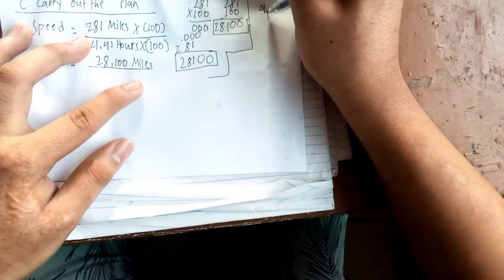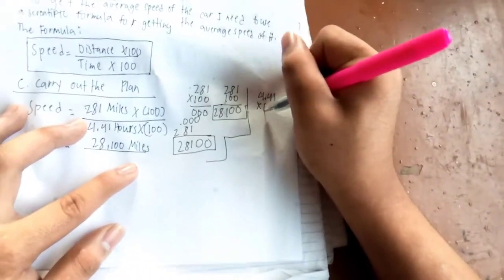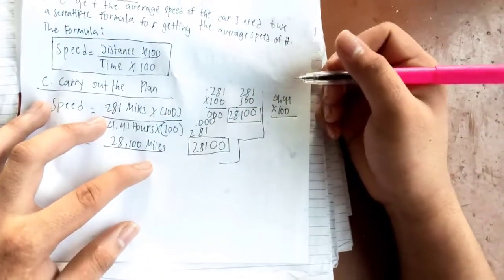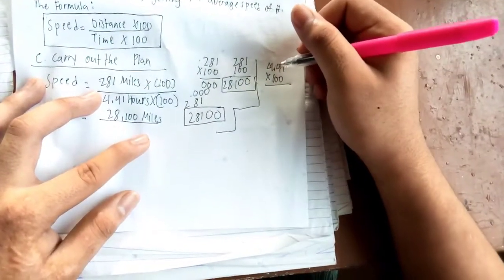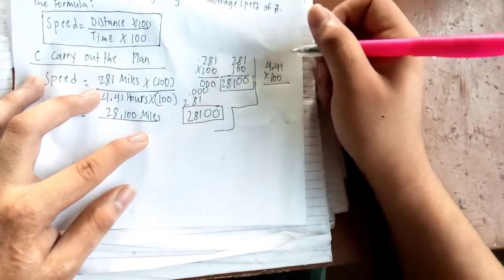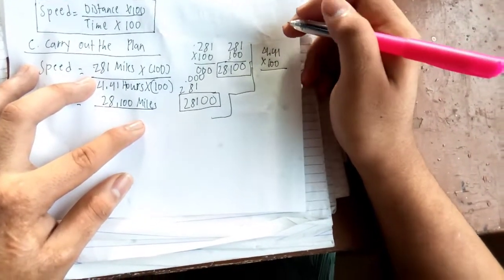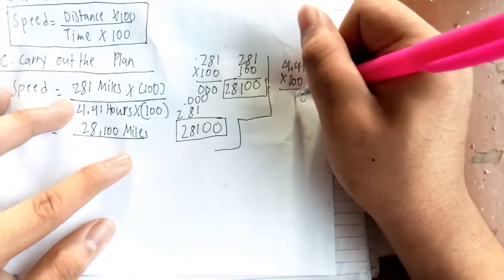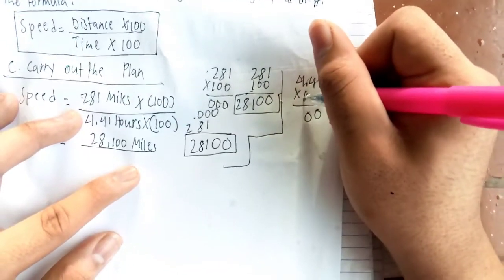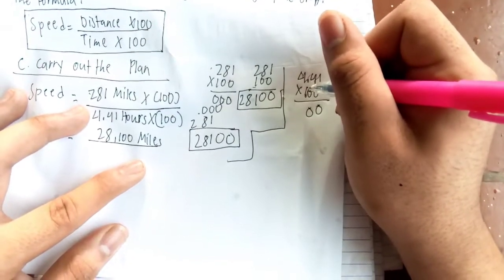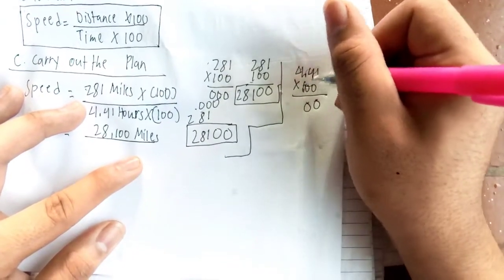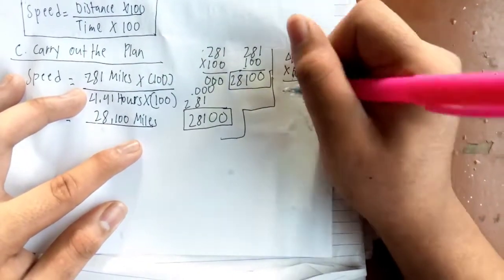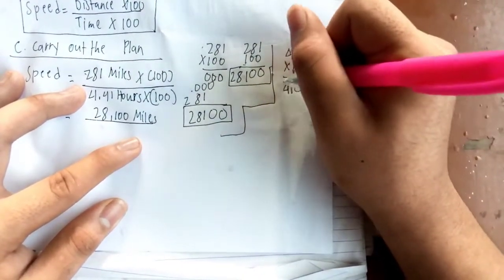The next will be 4.41 times 100. We need to apply this since we need a shortcut and we need to save our time in the actual test of the Polya problem solving. So we need to drop the 2 zeros and multiply the numbers. 1 times 1 equals 1. 4 times 1 equals 4. 1 times 4 equals 4.